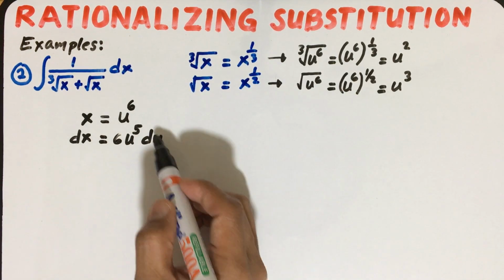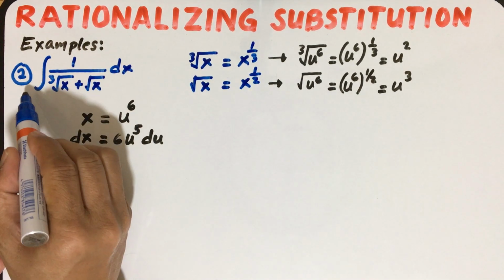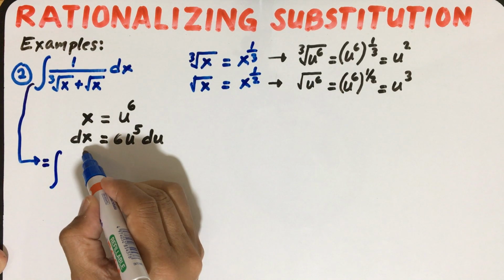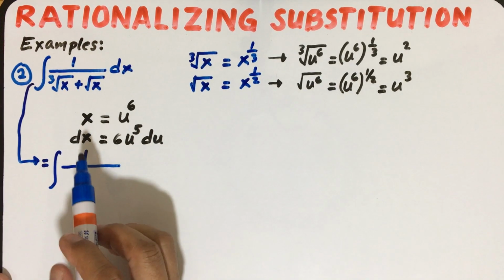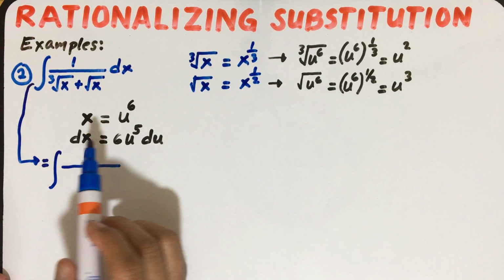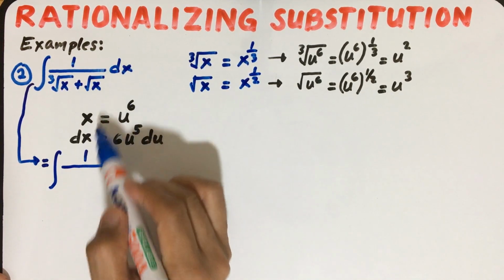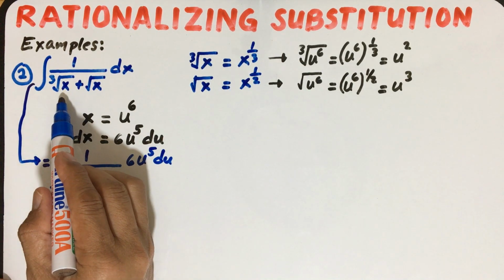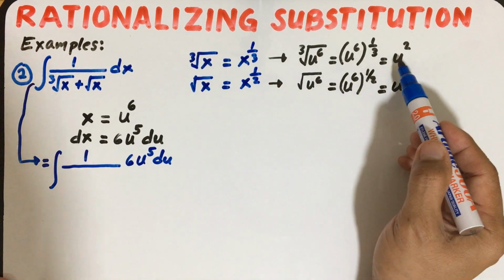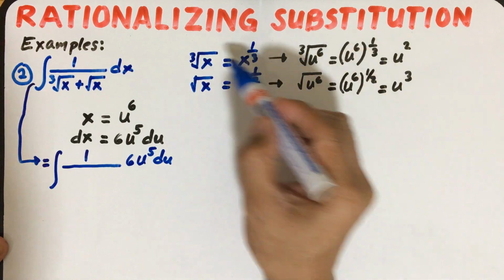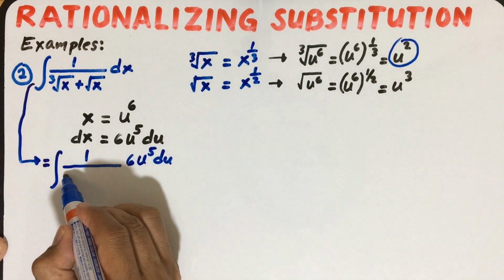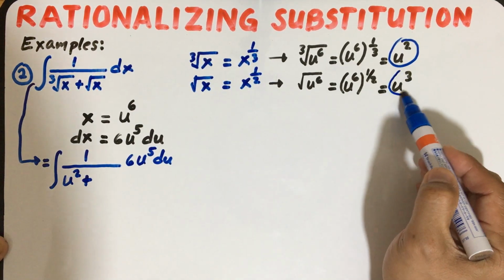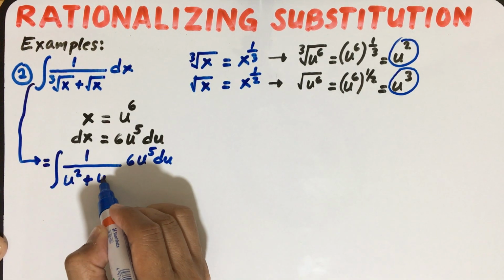If we substitute all this in our original integral, we have the integral of 1 times dx, where dx is equal to 6 times u to the 5th du, divided by the cube root of x, which is equal to u squared, plus the square root of x, which is u to the 3rd power.